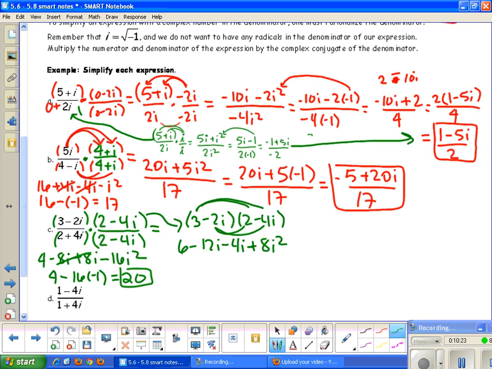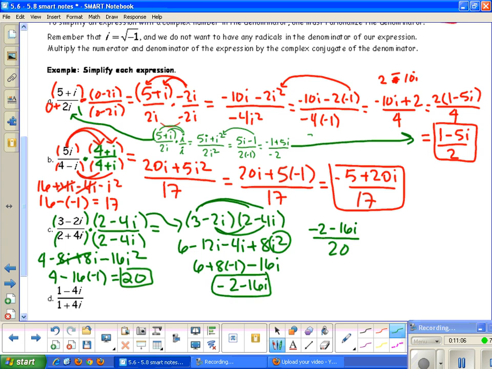So now if I simplify this, I have the 12i and the 4i that I can combine together, which becomes 16i. So I have 6 plus 8 times negative 1 minus 16i. And then that negative 1, remember, came from the i squared, which is really negative 1. So I have 6 plus 8 times negative 1, so 6 minus 8 gives me negative 2 minus 16i. So this is my numerator, but remember we're dividing the two. So negative 2 minus 16i over 20 is what I have.